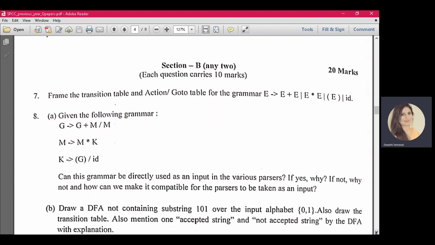Now coming to section B. Section B, here there are 3 questions, each of 10 marks, and you need to do 2 questions. So first is frame the transition table and action goto table for the given grammar, right? So this also comes under bottom up parsing.